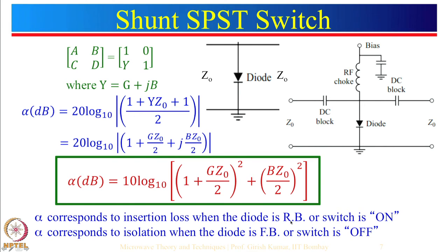Please notice this particular thing: insertion loss is when the diode is reverse biased. When it is reverse biased, the switch is on, and in the on condition we define insertion loss. When the switch is off, which is when the diode is forward biased, that is isolation. So by using a shunt configuration, you have to use the opposite of the series configuration. For series, we have to forward bias for the switch to be on. Here we have to reverse bias for the switch to be on.